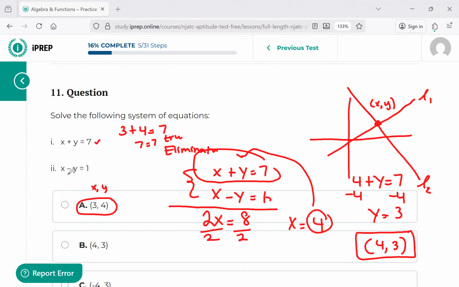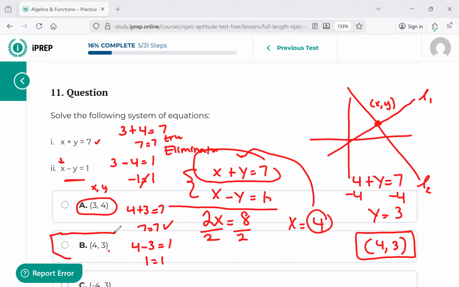But you have to put it in both equations, and they both have to be true. So put it in the second one as well. My x is 3 minus my y is 4. Oh, we got a problem. 3 minus 4 is -1. That's not true. Then if you try the other one, 4 comma 3, it would be 4 plus 3, which is 7, definitely true. And in the second one, it would be 4 minus 3, which is 1. Yes, that's definitely true. So it's definitely B. That's another way you could do it: just because it's multiple choice, just plug it back in.